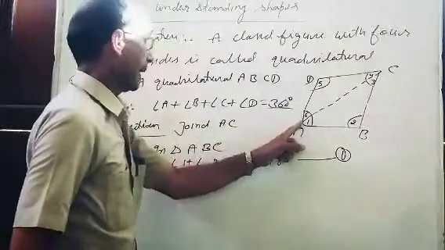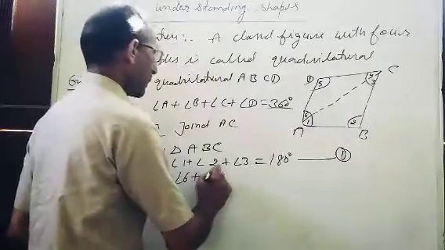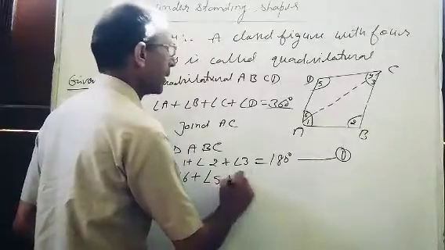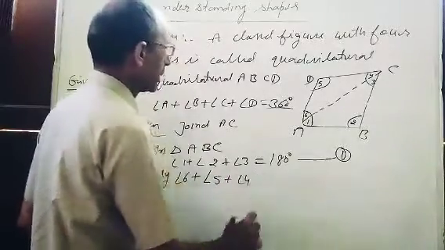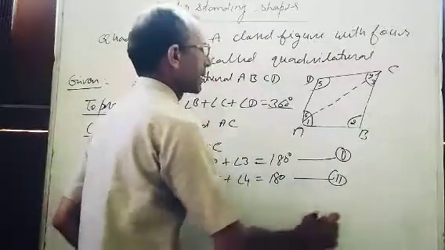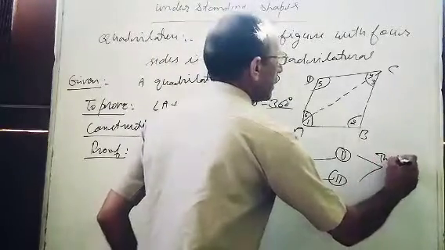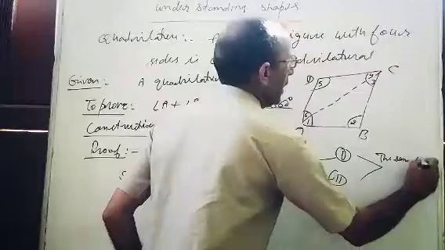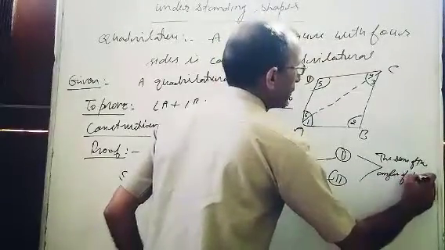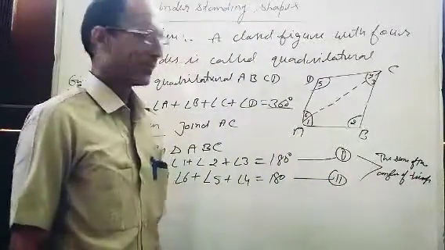Similarly, in triangle ACD, angle 6 plus angle 5 plus angle 4 is equal to 180. Same reason: the sum of the angles of a triangle is 180.